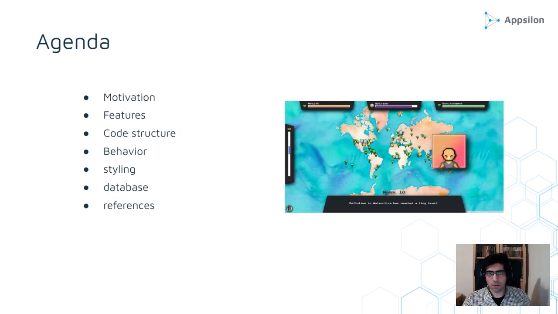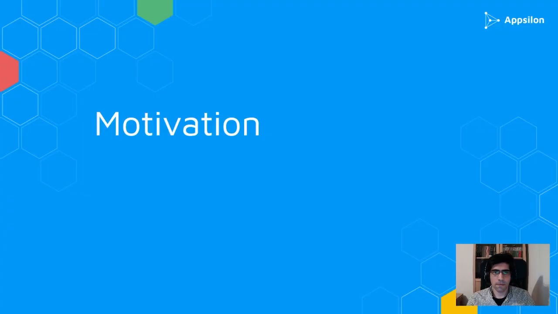A bit about what I will cover today. I will talk a bit about the motivation of building this in Shiny, some of the features that I believe are quite interesting and you could probably reuse in your own applications, a bit how I structured the code, some of the ways that I achieved some of the behavior in the application, a bit how the styling was achieved. I will also talk a bit about how the data is stored and what kind of database I'm using, and I will also leave some references in case you would like to know more.